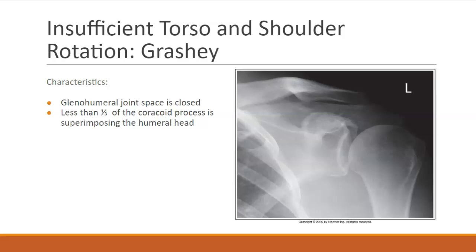In insufficient torso and shoulder rotation, that glenohumeral joint space will be closed again. And less than 1/3 of that coracoid process will superimpose that humeral head. This should let you know that we need to increase the rotation of the patient in order to open that joint space.